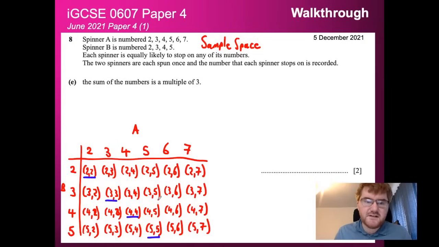So the way we can answer this question is there are 4 possibilities out of all the possibilities that are given. So we have 4 possibilities, and this is out of, if you look at all these combinations, 24 in total, because we have 6 by 4.